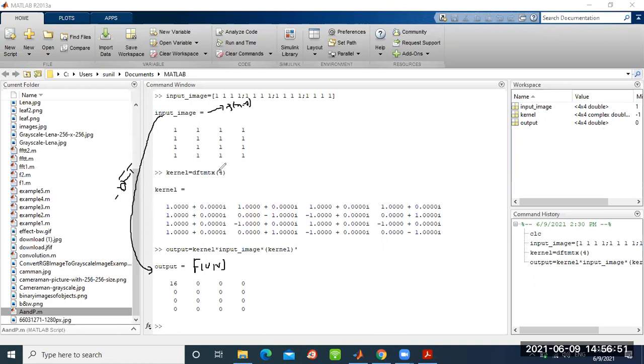When we write 8 here, it will find the kernel for an 8 by 8 matrix. If you want 16, or 256. If your image is generally 256 cross 256, with grayscale elements, then you find the kernel for 256. Fine. So just note down this one quickly.